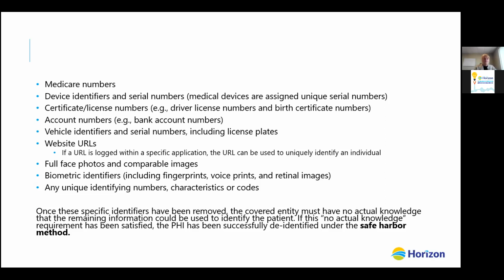So according to the safe harbor provision or method, if your data set is absent of all these identifiers, then you have a truly de-identified data set. So there's a statement on the bottom. Once these specific identifiers have been removed, the covered entity, which would be the custodian, must have no actual knowledge that the remaining information could be used to identify the patient. If this no actual knowledge requirement has been satisfied, the PHI has been successfully de-identified under the safe harbor method.